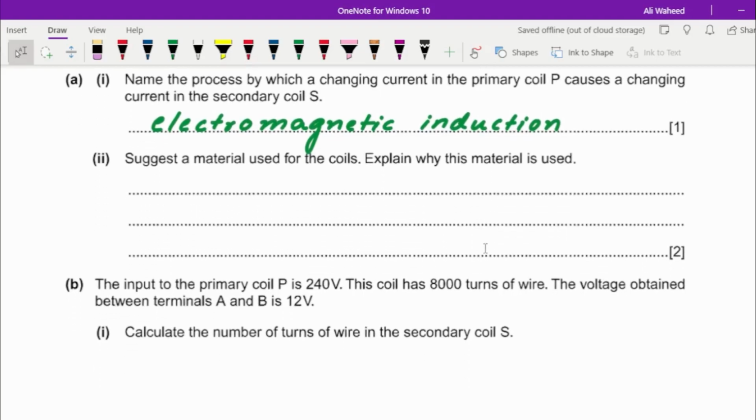So the most suitable one for the wires, or for the coil, is copper. And the reason is because copper is a good conductor of electricity.